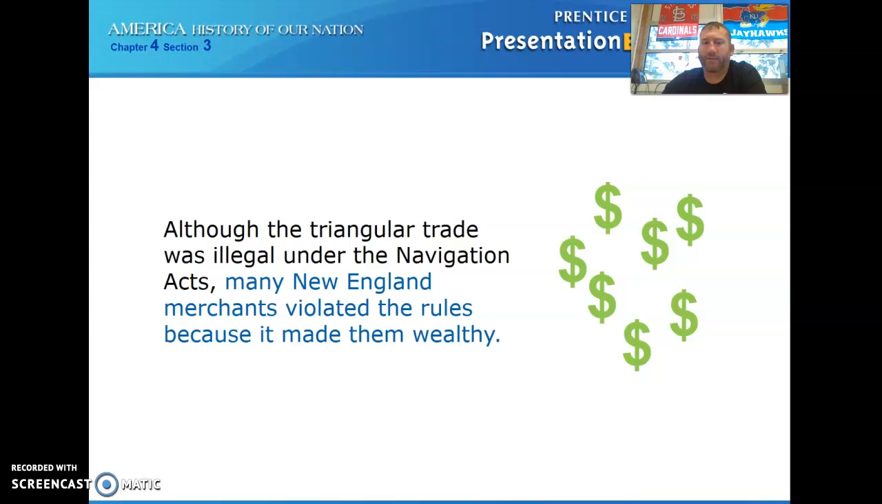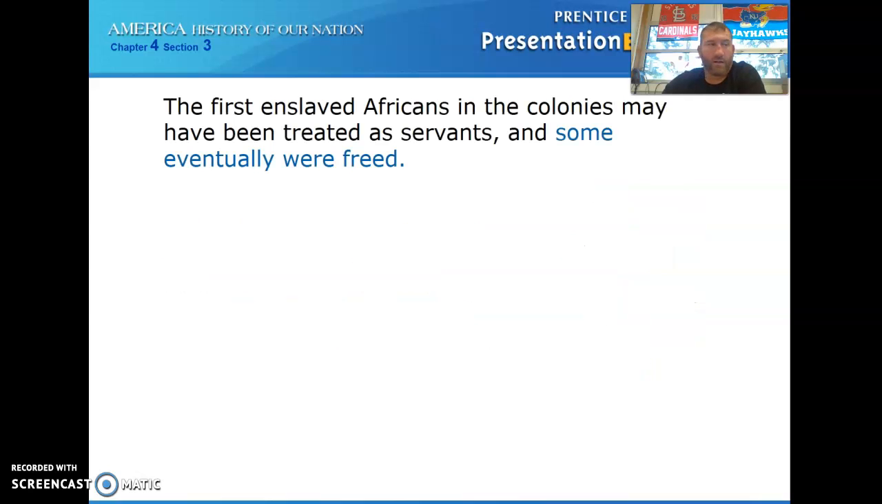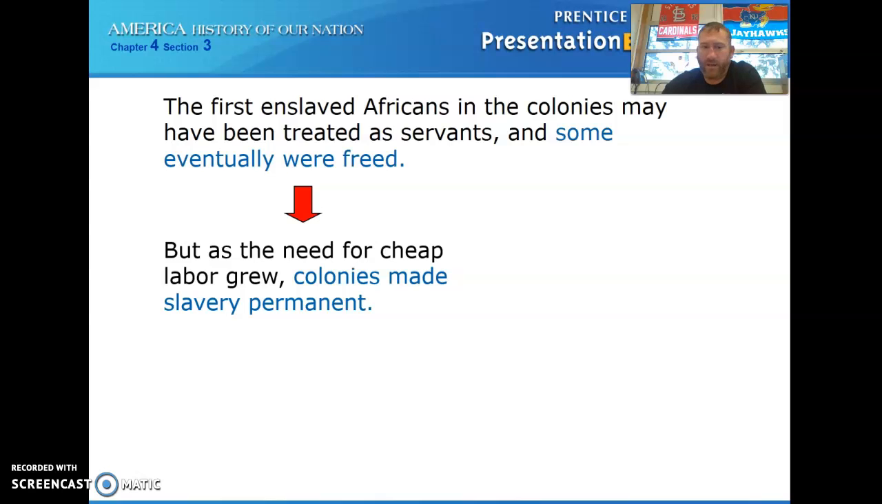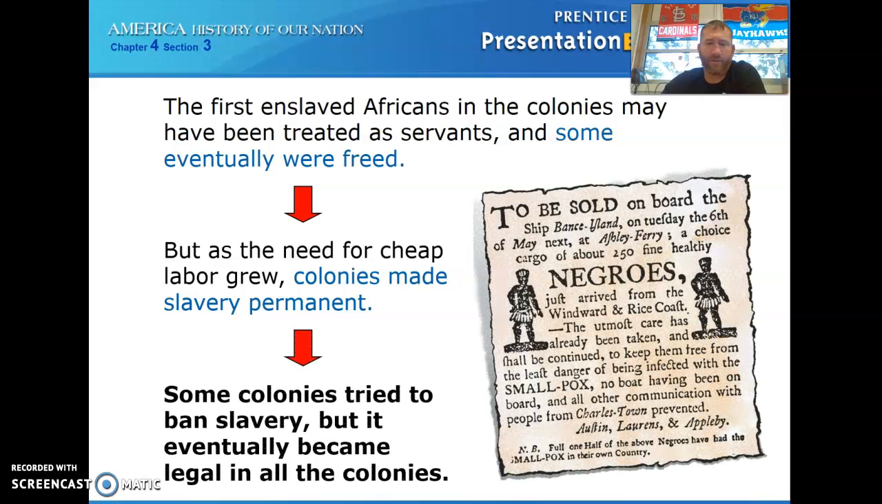Although the triangular trade was illegal under the Navigation Acts, many New England merchants violated those rules because it made them very, very rich. And the first enslaved Africans in the colonies may have been treated as servants. Some were even eventually freed. But as the need for cheap labor grew, colonies made slavery permanent. Some colonists tried to ban slavery, but it eventually became legal in all of the colonies.